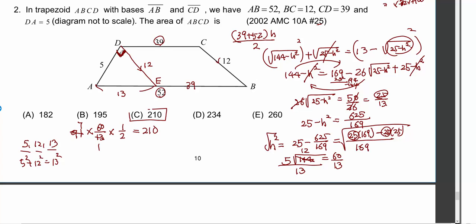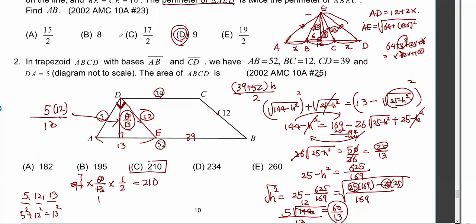You know the formula of right triangle proportion, right? 5 times 12 over 13. That's the height. 60 over 13. Same as before. Very simple. This is the easiest way. Is it okay? Alright.